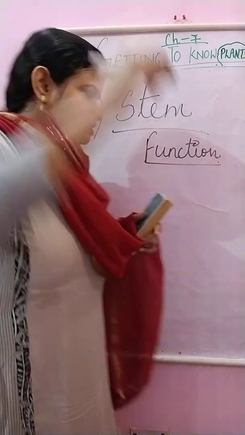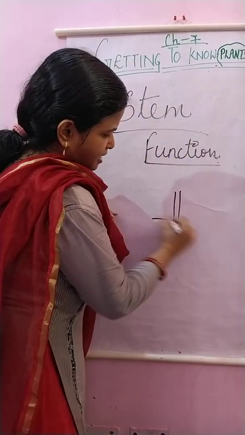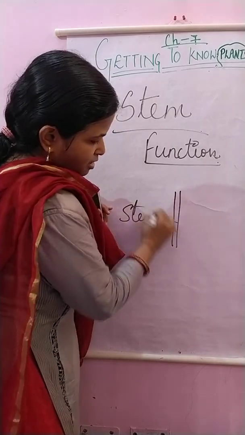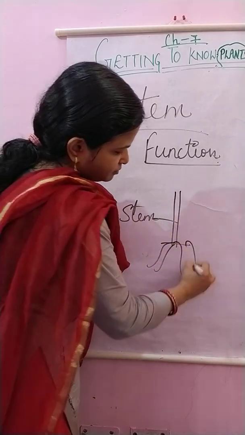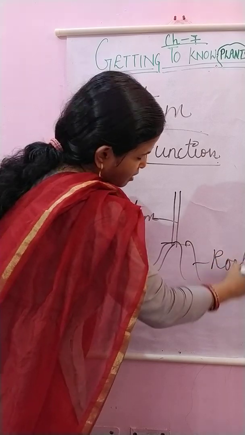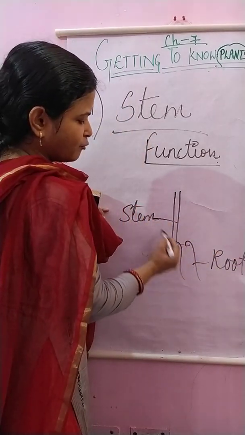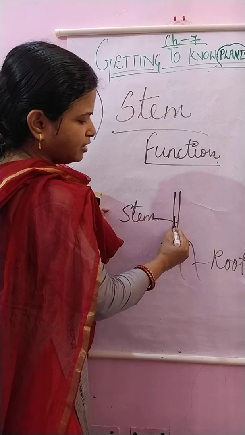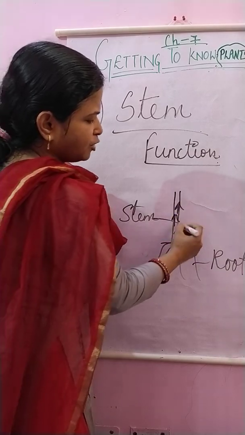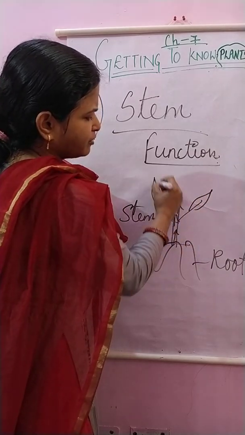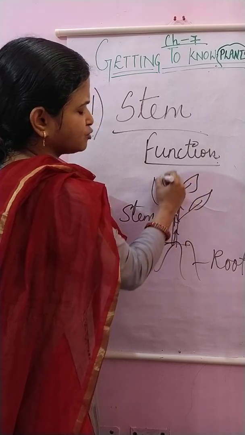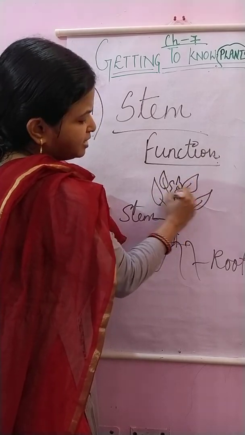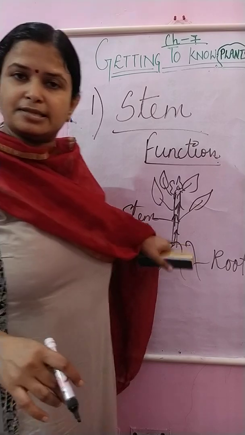Like this is a stem, and this is a root. So what is the function of the stem? It takes water and minerals to different parts of a plant. It takes them to the leaf, it takes them to the flower. So these are the functions of a stem.